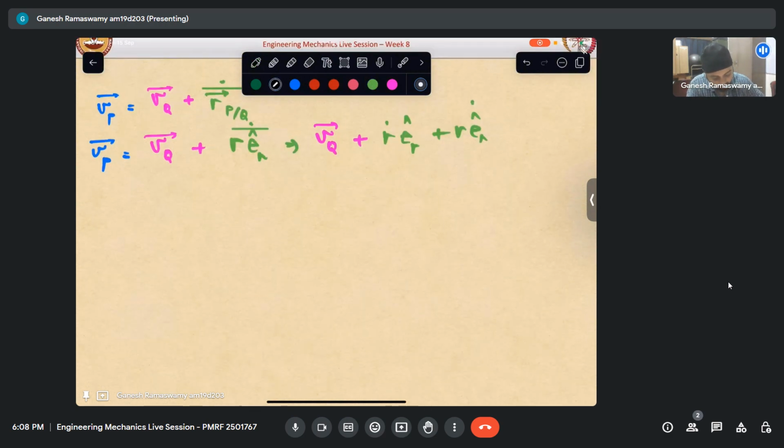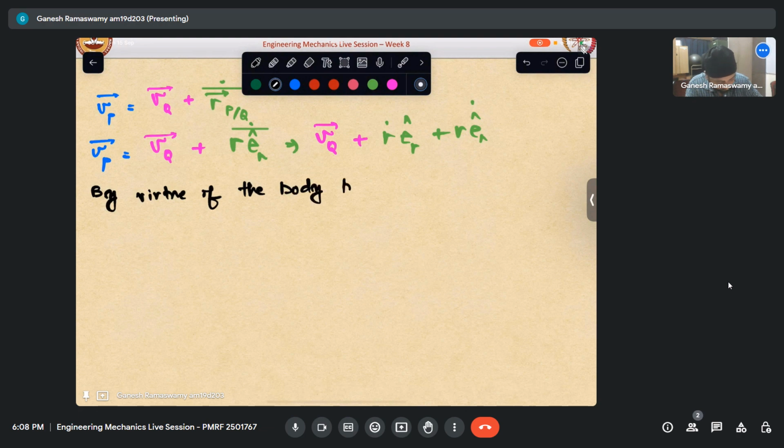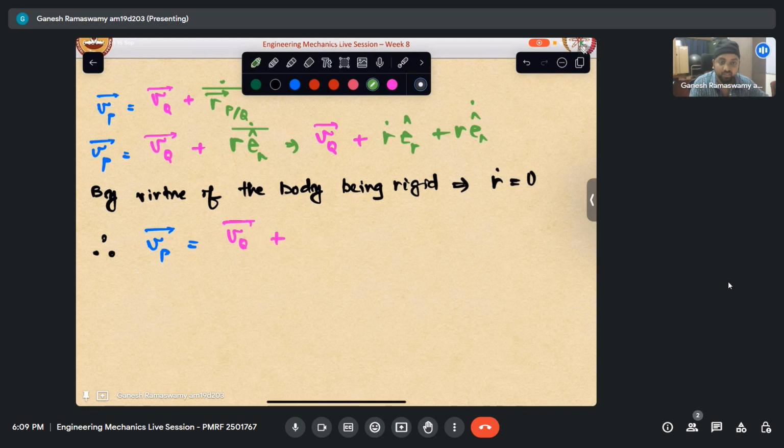Now we know, by virtue of this being a rigid body, this gives that r dot is actually 0. So therefore, velocity of P is velocity of Q plus r e_r dot, and we know that e_r dot is nothing but omega e theta, so r omega e theta cap.